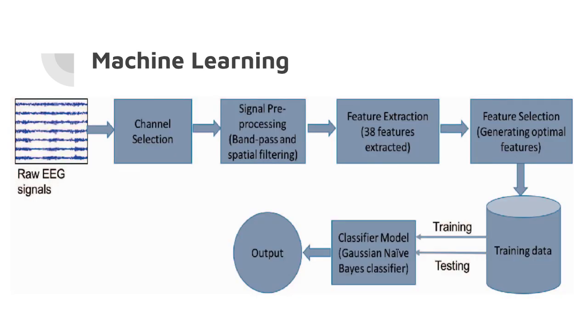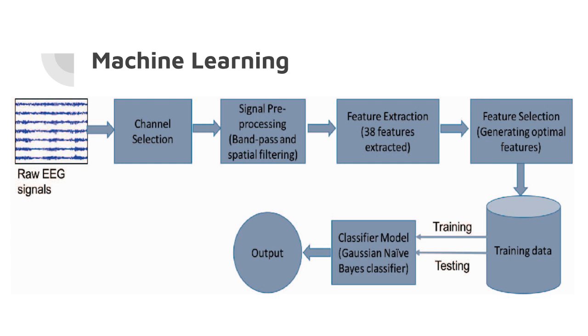So this is kind of how the machine learning process works. Some of you may have seen this before. You take your raw EEG signal. If you're only going to use the C3 and C4 electrodes, you select those channels. Then you pre-process, you filter out the information you don't want, or use independent components analysis. And then you extract your features, like the Hjorth parameters or the power spectral density, etc. And then you do feature selection.